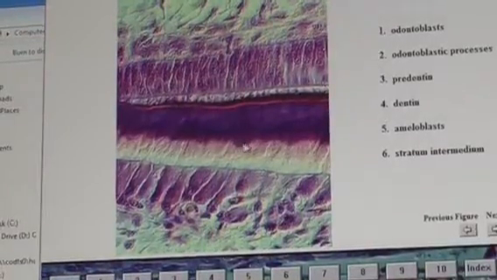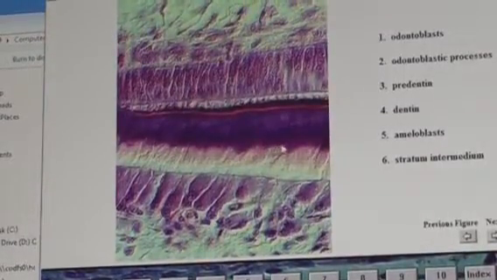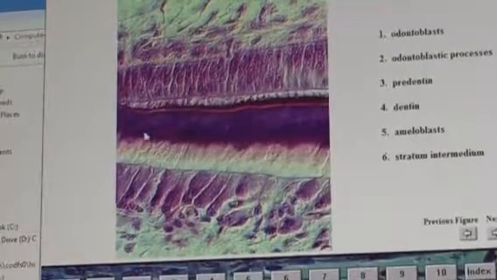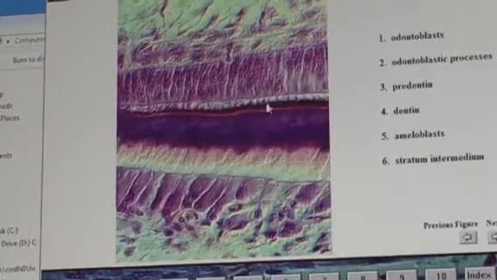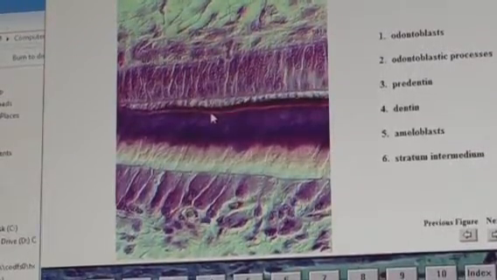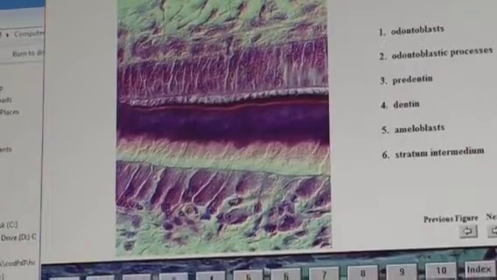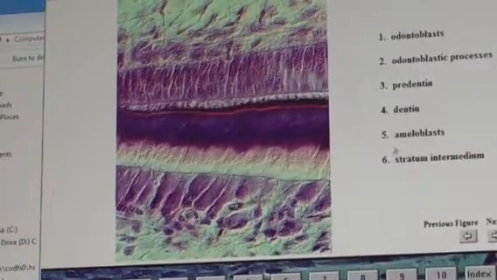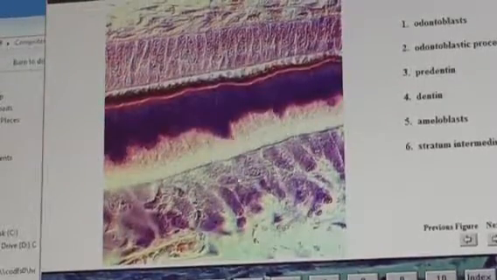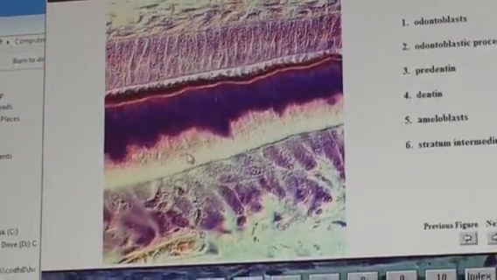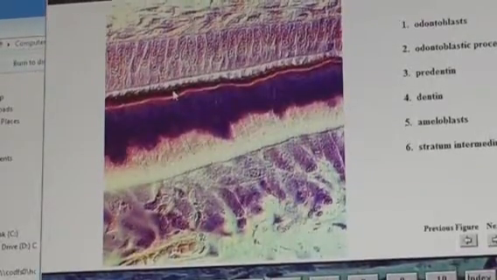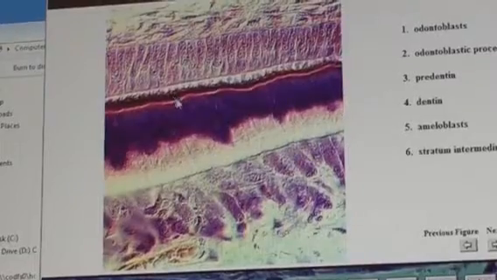And right here we can see we've got kind of an undulating front of mineralization because we have this kind of globular mineralization going on. There's the enamel right there. That red line would be the DEJ. And again, there are the ameloblasts. And same thing here, we have odontoblasts, predentin, dentin. There are the ameloblasts. There is the enamel.